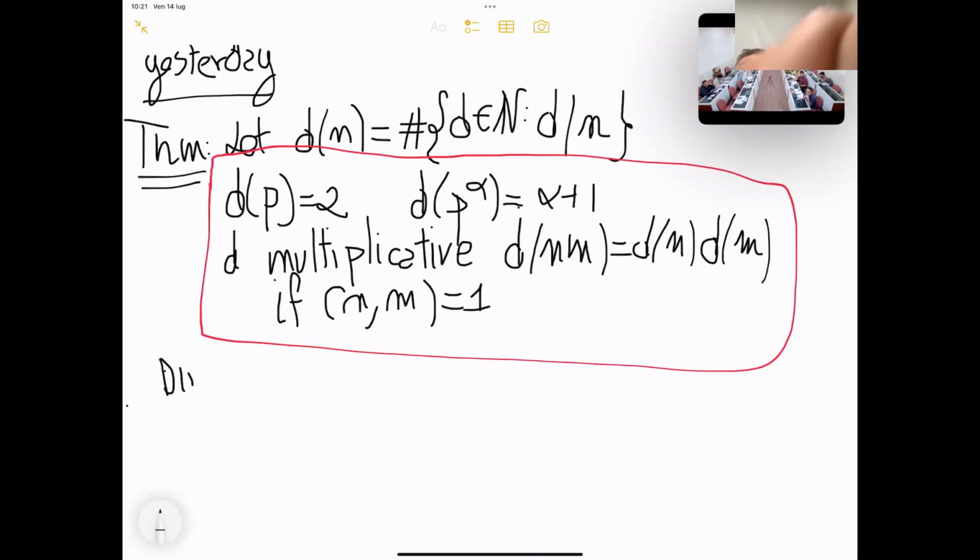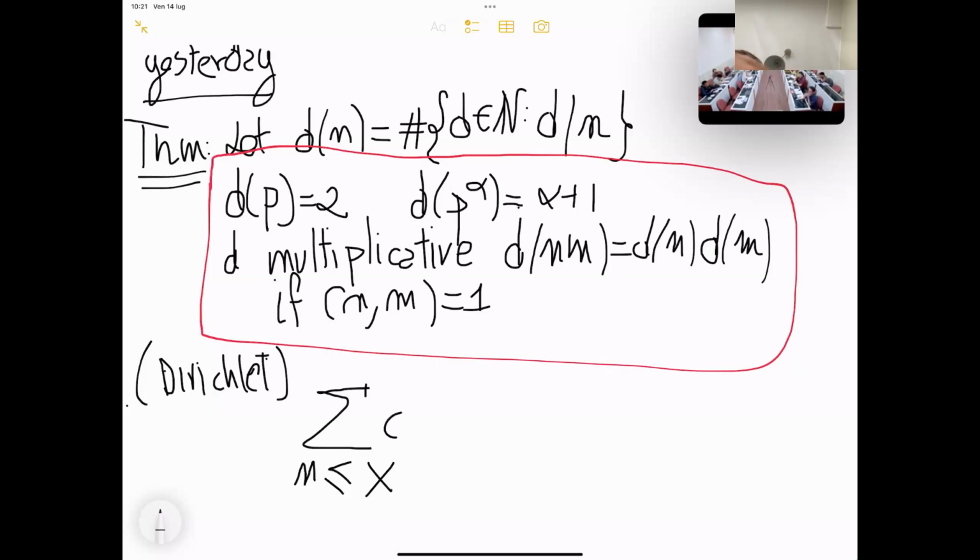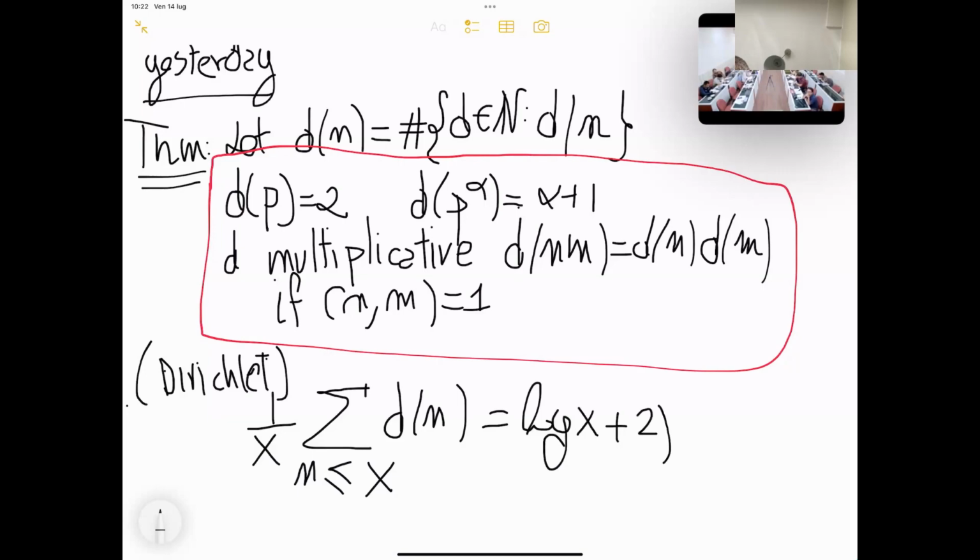So Dirichlet, and the statement is the following: the sum for n less or equal than capital X of d of n, times 1 over x. So this is the average of the number of divisors of integers up to a bound x. This is log x plus a certain constant, which we're going to write as 2 gamma minus 1, plus a certain error term that depends on x.